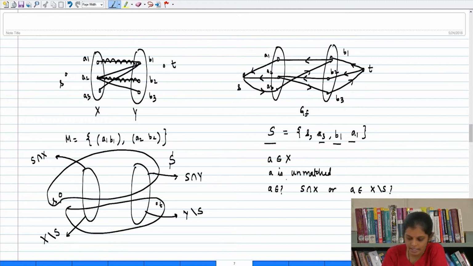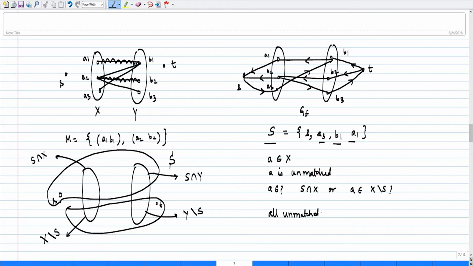So all unmatched vertices on the X side belong to S intersection X. Does everybody agree? Because those vertices are unmatched, they are not carrying any flow, therefore the edge S to that vertex remains intact in the forward direction and those vertices continue to be reachable.